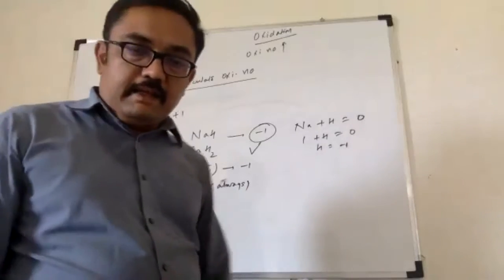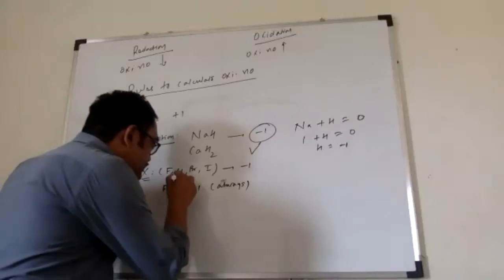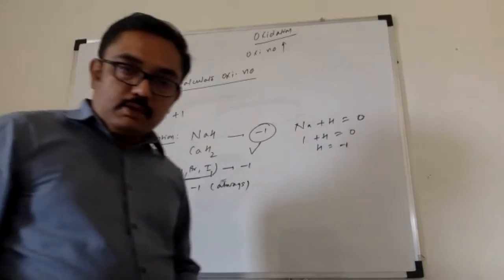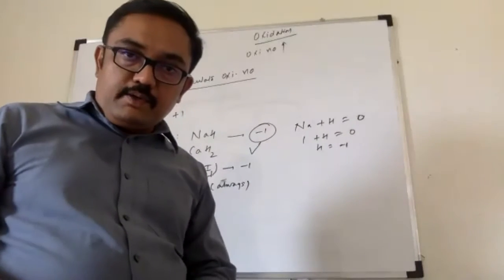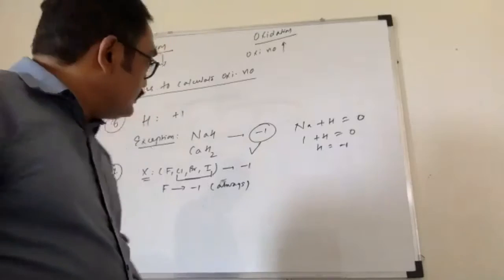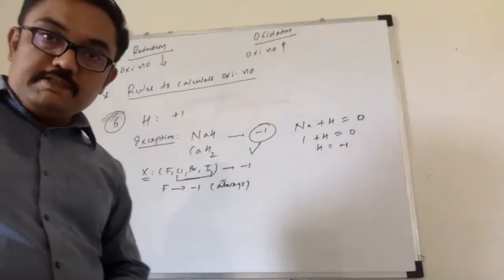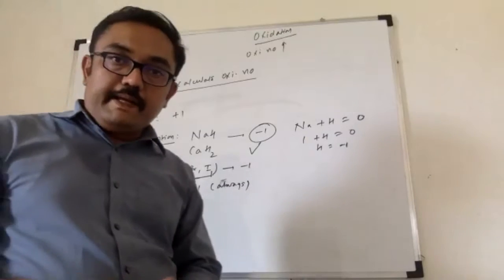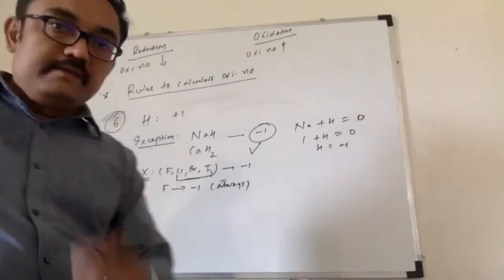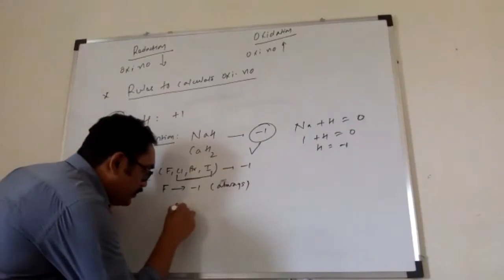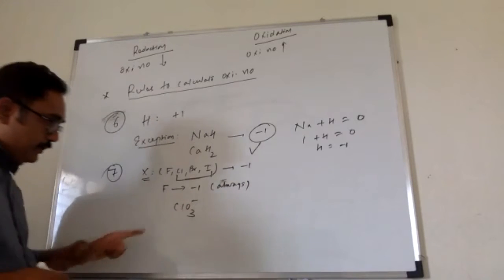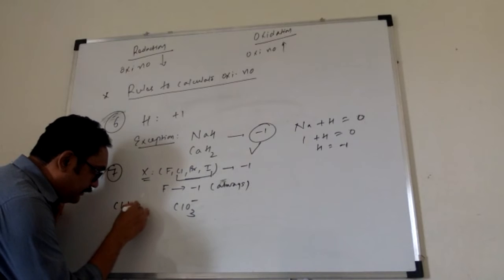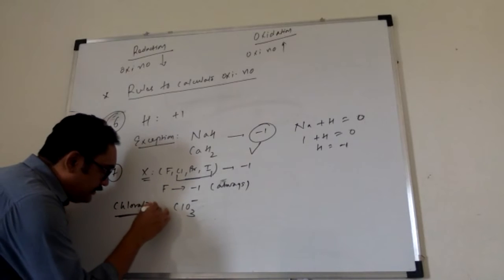Like I'm giving you one example. Chlorine, bromine, and iodine are less electronegative than oxygen. So whenever they combine with oxygen, they are found in a positive oxidation state. Fluorine is more electronegative than oxygen. I am giving you one example. See the compound ClO3 minus. The ClO3 minus is called chlorate ion. That is chlorate ion.